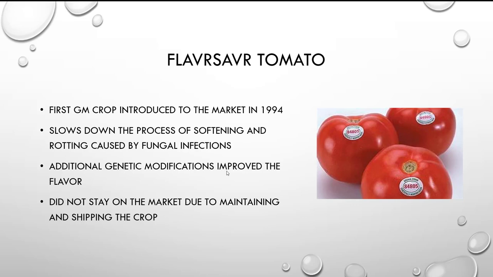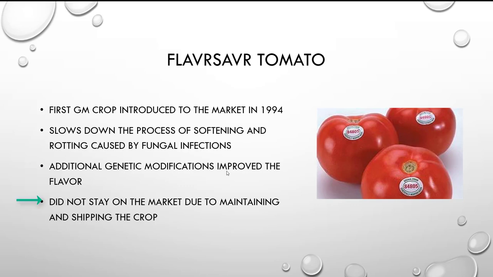The Flavr Savr tomato was the first GM crop introduced into the market, in 1994. There were actually a couple of genes that were inserted that basically prevented the aging process. So it prevented the softening and rotting caused by fungal infections. At first, when they were first produced, they looked great, but they tasted awful. So some additional genetic modifications were used to improve the flavor.